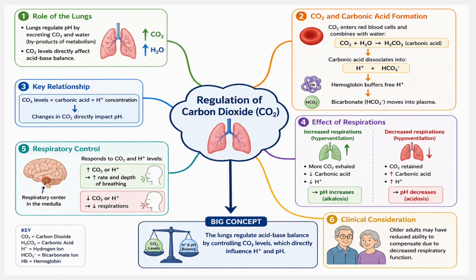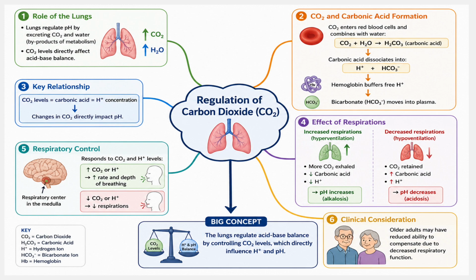Okay, so let's walk through how the body regulates carbon dioxide and why it's important for acid-base balance. At the center of the concept is understanding that the lungs play a major role in regulating the pH. How does it do it? It does this by controlling how much CO2 is exhaled. Carbon dioxide is a byproduct of metabolism. So when it accumulates, it can affect the acidity of the blood. If you have too much carbon dioxide, it's going to increase the acidity.